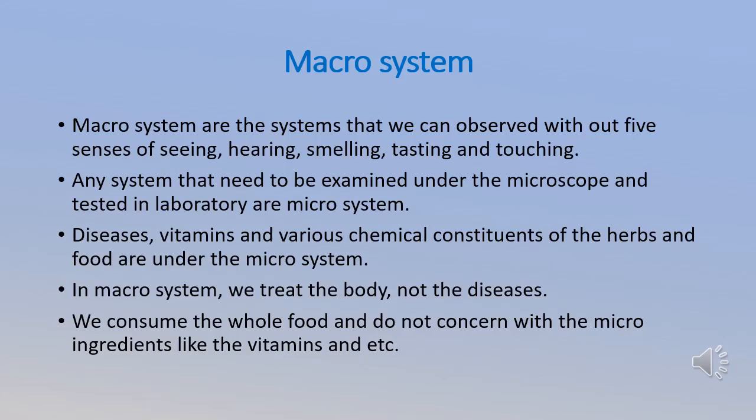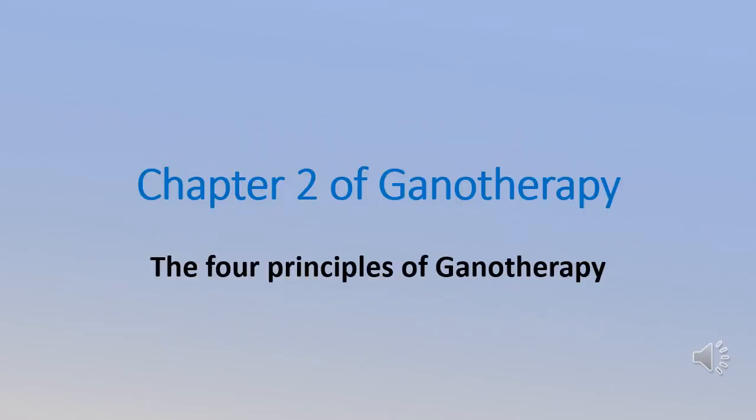So in macro system, we treat the body and we never treat the disease. We consume the whole food. We are not concerned with the micro ingredients like the vitamins and so on inside the food. So now we come to chapter 2 of Ganotherapy.